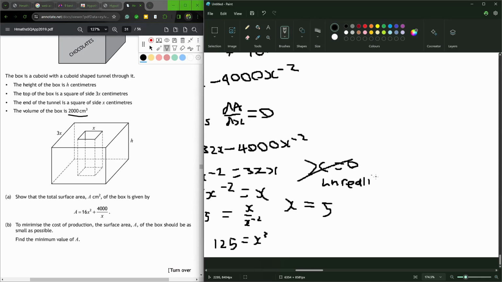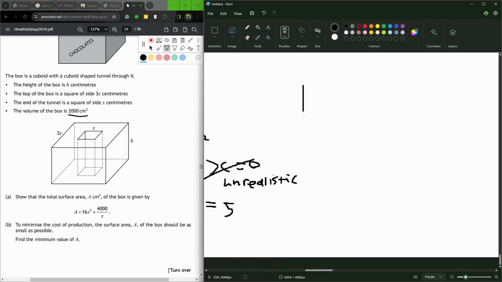Or, disregard because it's not fitting to the question. We don't want that. But x equals 5. Right. So we figured out that, but we need to figure out if it's actually a minimum or not. So we're going to do a nature table here. So I'm going to have 4, 5, 6. So that's x. And then dA over dx, and then shape.